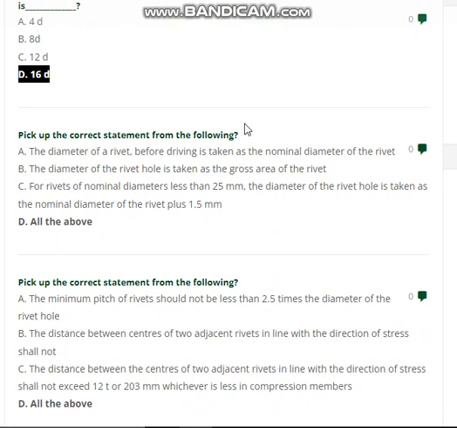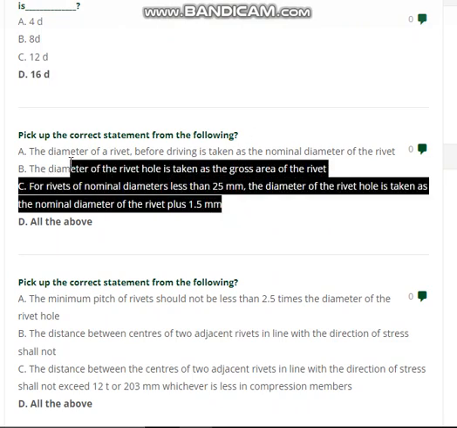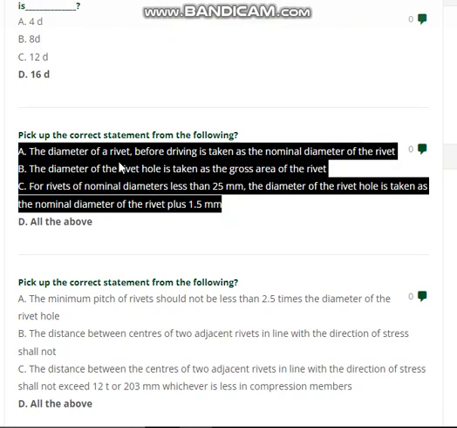Pick up the correct statement from the following. All of these are correct. The diameter of rivet before driving is taken as the nominal diameter of the rivet. The diameter of the rivet hole is taken as the gross area of the rivet. For rivet of nominal diameter less than 25 mm, the diameter of rivet hole is taken as the nominal diameter of the rivet plus 1.5 mm. All of these.